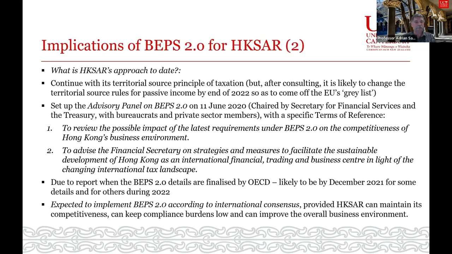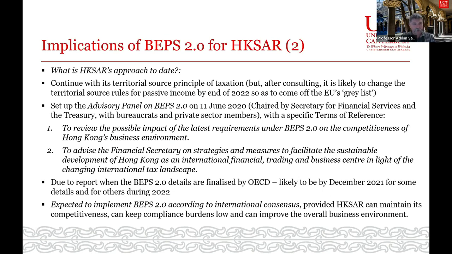So what is the approach to date overall for Hong Kong? Well, it will continue with its territorial source principle, but it may need to make some changes because there have been clear statements that it wants to make sure it comes off the EU's grey list of jurisdictions with respect to some of the source rules. It's set up this advisory panel, which is chaired by the Secretary of Financial Services and the Treasury, with a wide range of members, and has a very clear term of reference with respect to looking at BEPS 2.0. That is, to review the possible impact of the latest requirements on the competitiveness of Hong Kong's business environment, and to advise the Financial Secretary on strategies and measures to facilitate the sustainable development of Hong Kong as an international financial, trading and business centre in light of the changing international tax landscape.